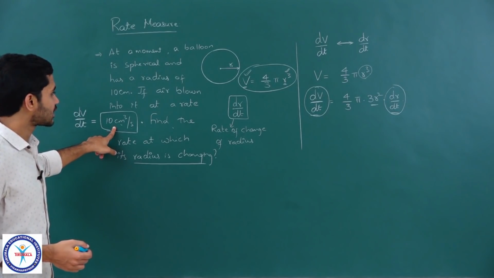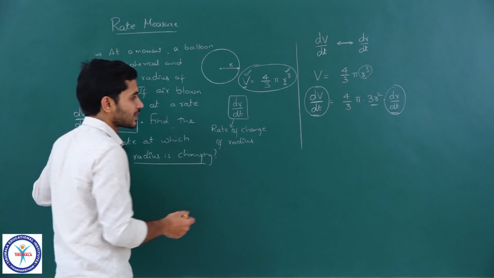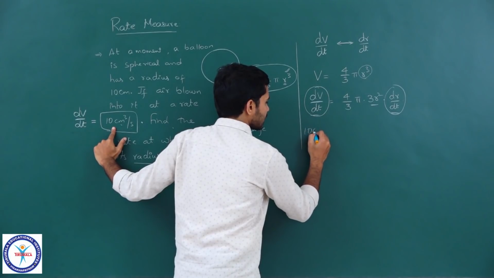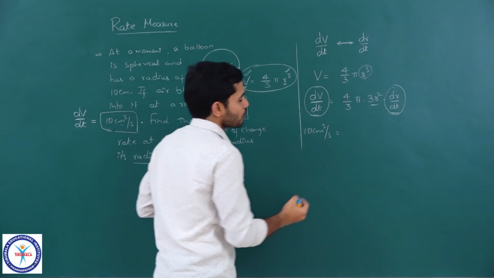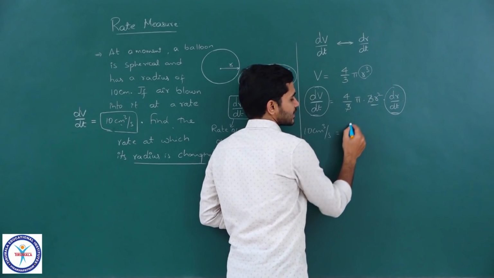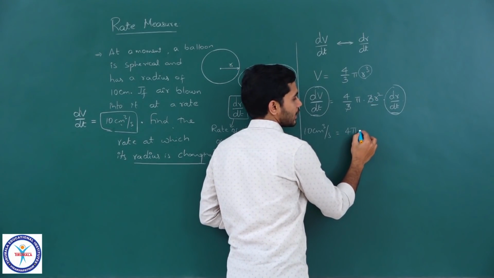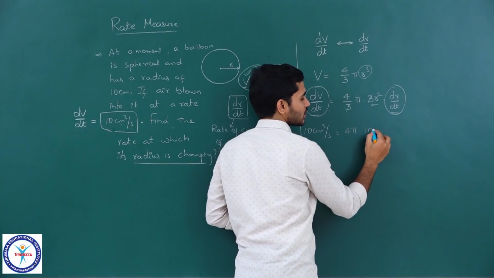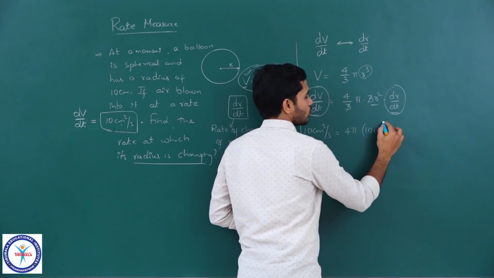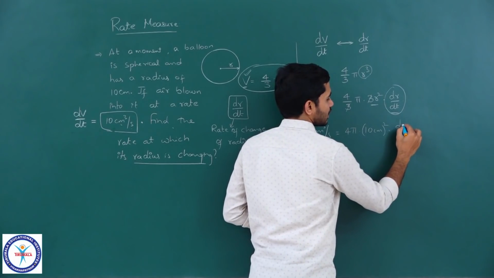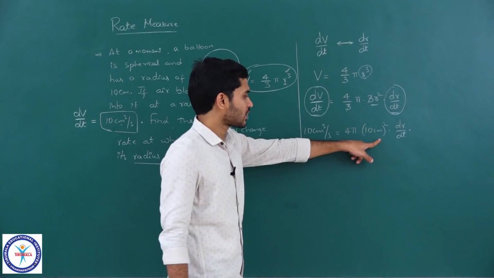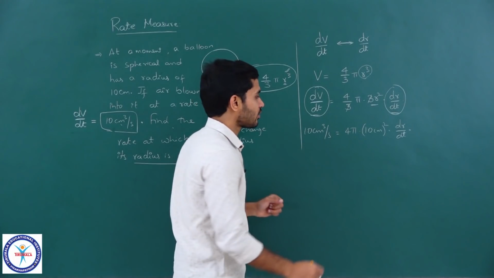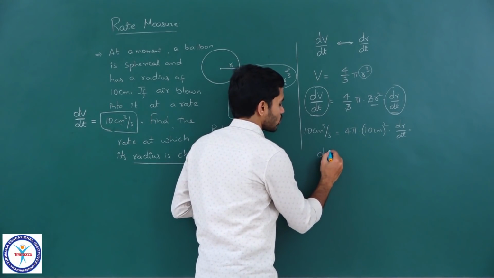So dV by dt is given as 10 centimeter cube per second. So 10 centimeter cube per second is equal to, 3 is getting cancelled, so I get 4 pi into r square. r square is 10 centimeter whole square into dr by dt, right? So that's it. You can send this to this side and you can find the value of dr by dt. So what do we get?